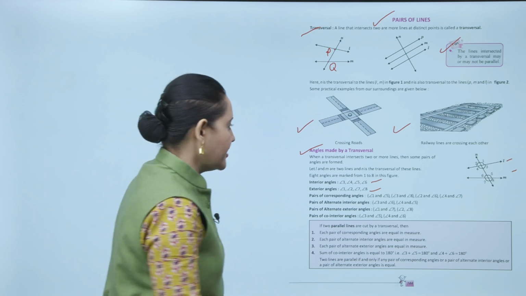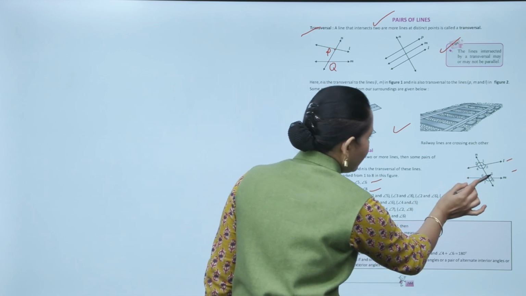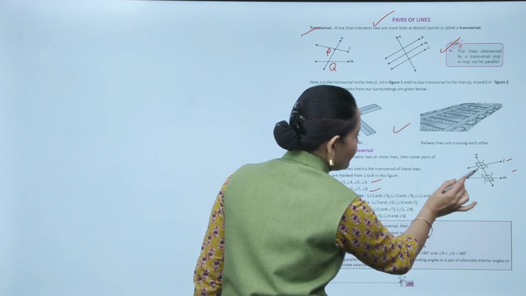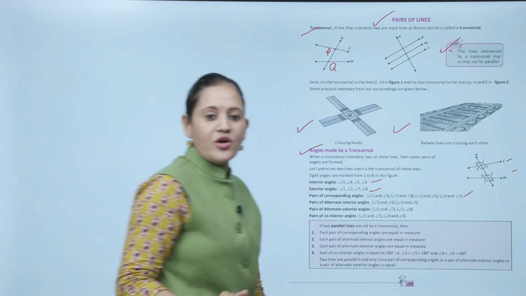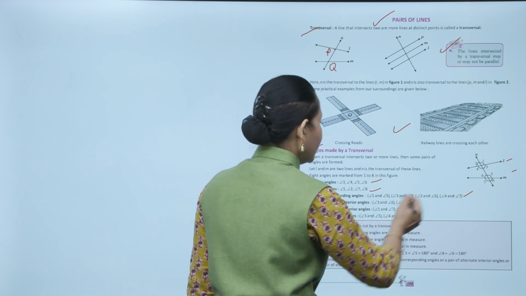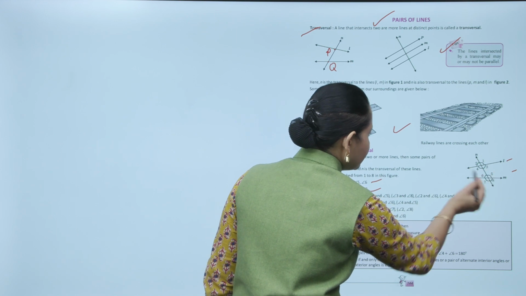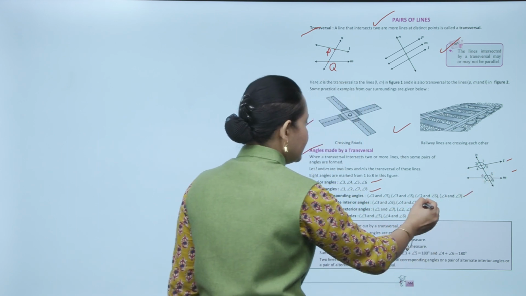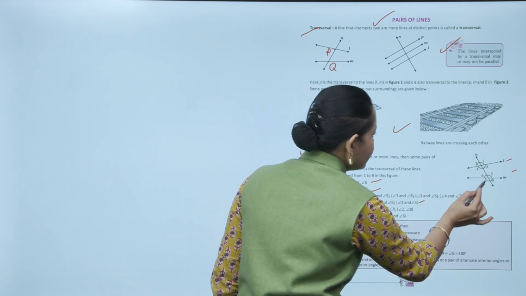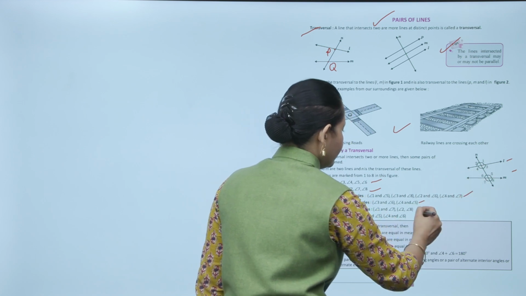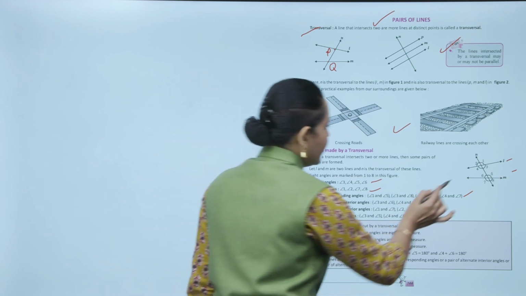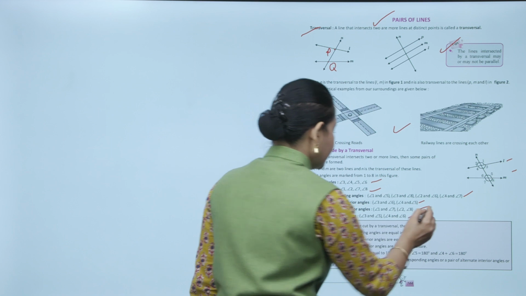Now pairs of corresponding angles. So corresponding angles are 1 and 5. Clear? 3 and 7, 2 and 6, 4 and 8. These are corresponding angles. Alternate angles: the pairs of alternate interior angles are 3 and 6, 4 and 5. Alternate exterior angles are 1 and 7, 2 and 8. Now pairs of co-interior angles, that is 3 and 5, 4 and 6.